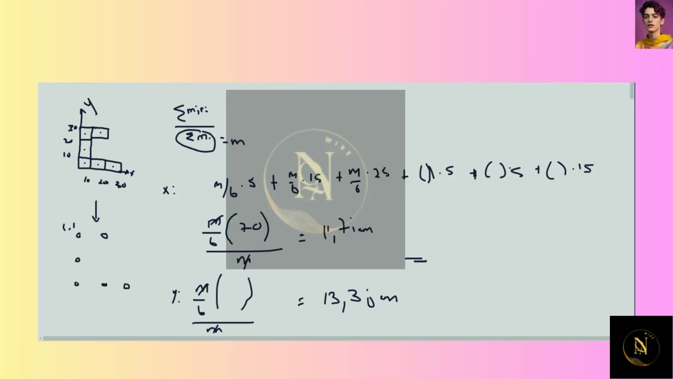So your final coordinate for the center of mass is just 11.7 i plus 13.3 j centimeters.